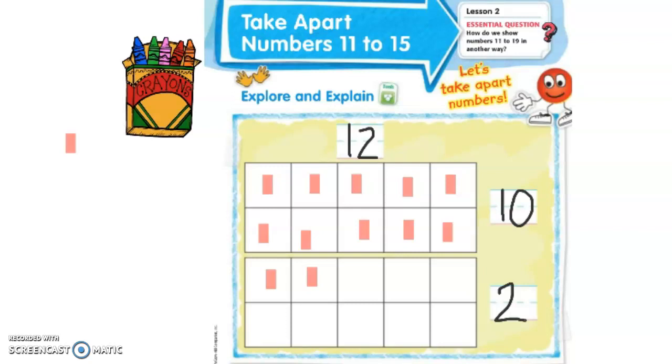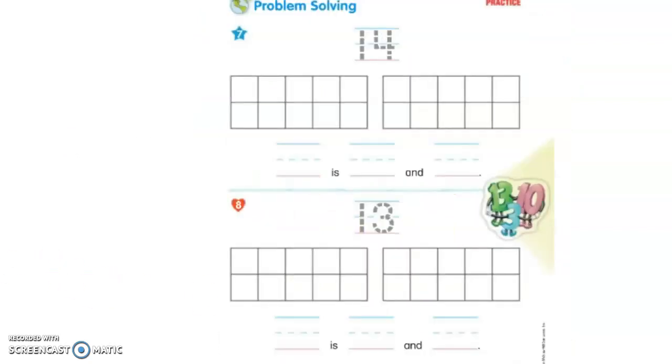We are going to skip the See and Show page and the On Your Own and go straight ahead to problem solving. All right, and they've given us our big number. We're going to take it apart in our two tens frames. All right, we're going to trace the big number. 14 is our first one we're going to take apart. Let's draw it in our tens frames. Remember, one full tens frame is 10.